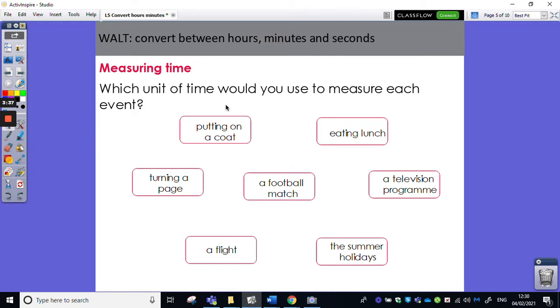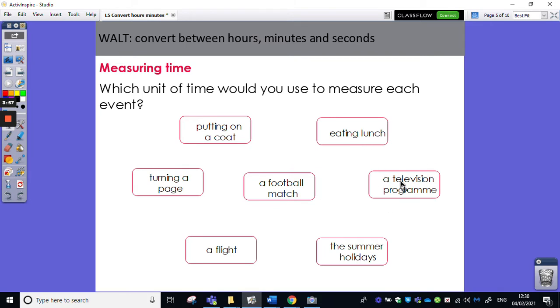Okay, so for example, putting on a coat. Now, we can do that relatively quickly. So hopefully you've probably said that would be seconds that I could time that in. Eating lunch. Probably take a little bit longer. Hopefully we don't eat it within seconds and we're probably feeling a bit sick, so that will probably be minutes that we would time that in.